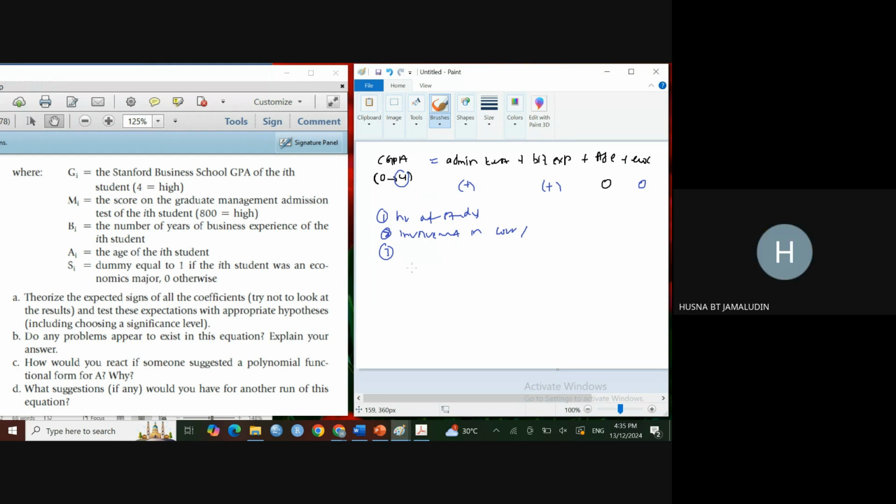What else? There are so many, right? Don't you think? How about the price of, I don't know, the food in the cafe? If, let's say, you have plenty of food, does it affect your CGPA? Not so. Okay, what else? You should know better than me. What affects your CGPA?